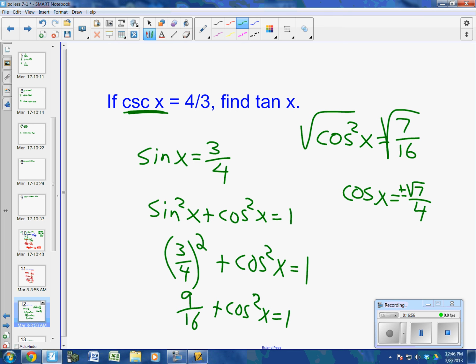Okay, now we know what sine is, we know what cosine is, we can find the tangent now. How do we find the tangent? Tangent is equal to sine over cosine, right? Sine is 3/4. Cosine is plus or minus square root of 7 over 4. We'll just put a plus or minus on the answer at the end.